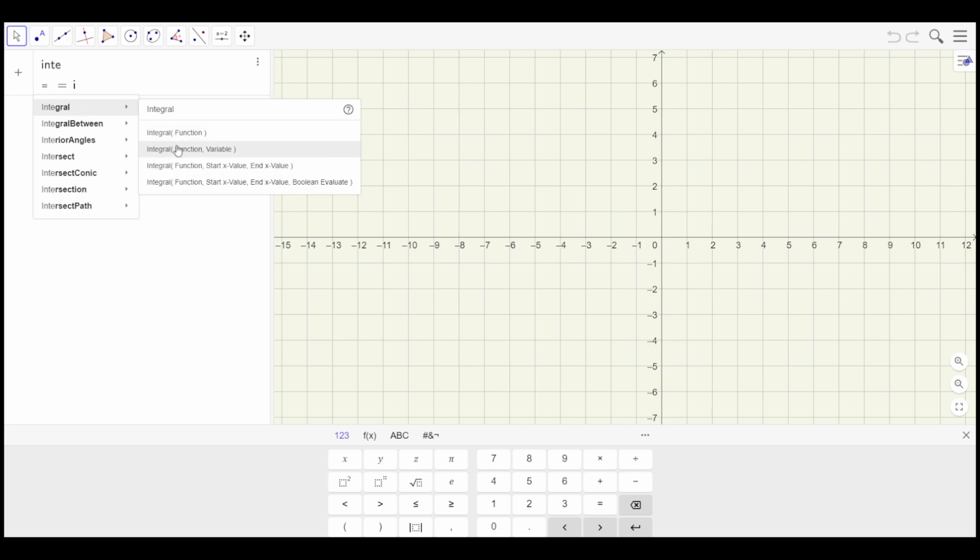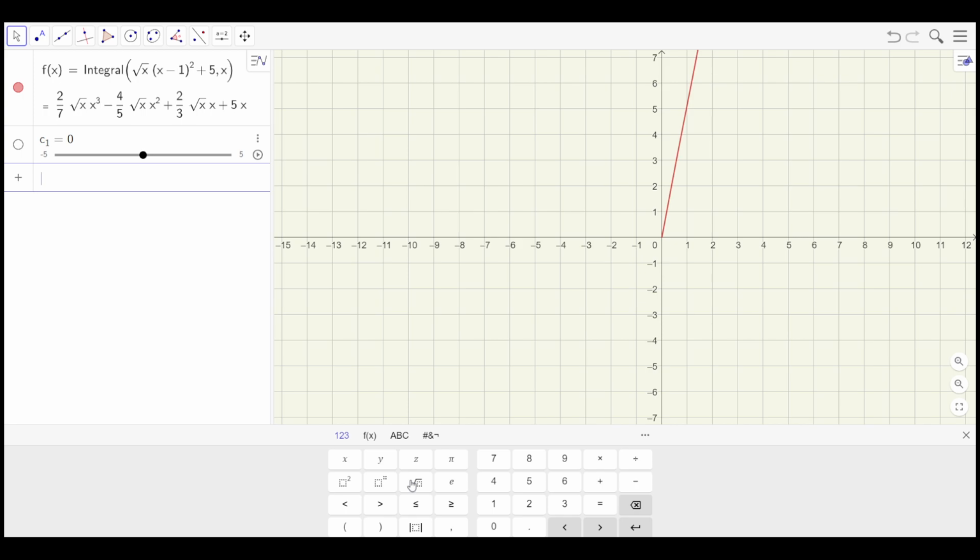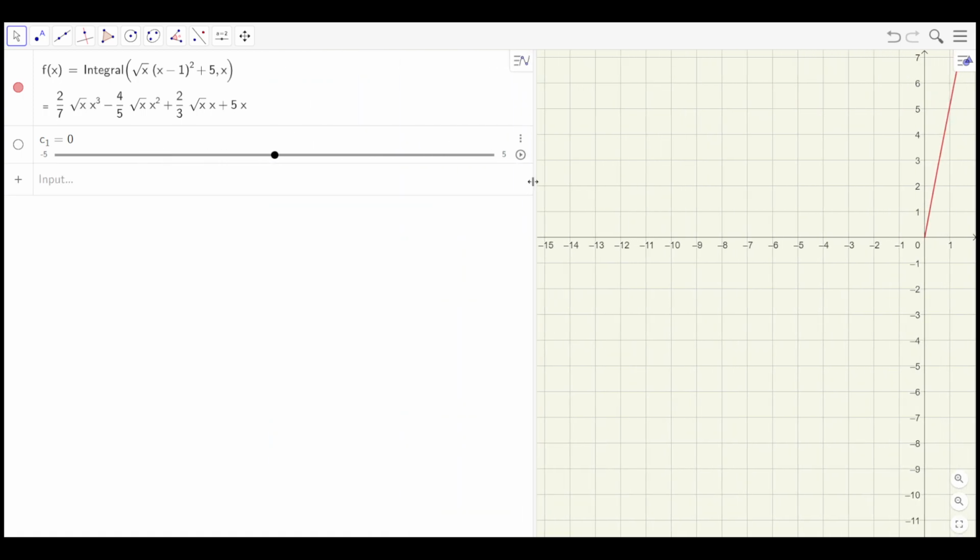So we just put integral, for example, the function is square root of x, and then we go outside, and then I have x minus 1 to the power of 2, and then I also have a plus 5 at the end, and my variable, of course, here is x. Let us see how it works. It calculated that. And I think the answer is quite good, yes? But you can compare that. GeoGebra has chosen C1 to be 0.